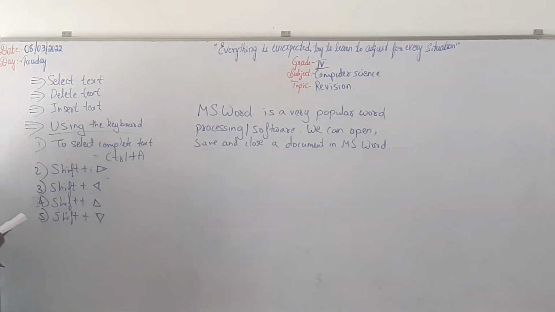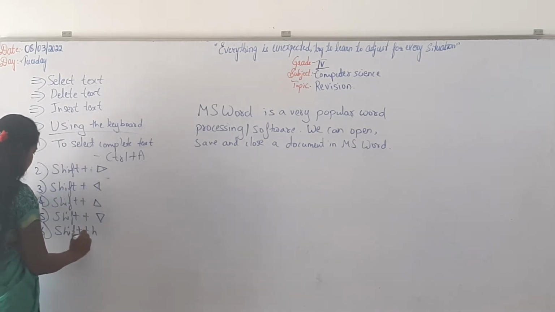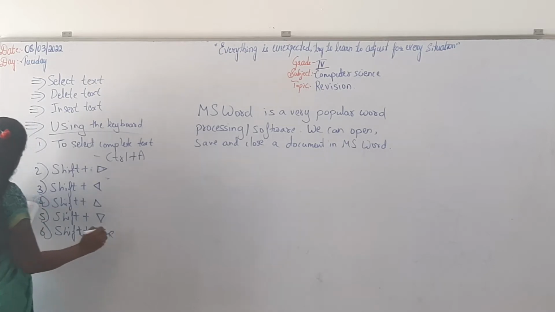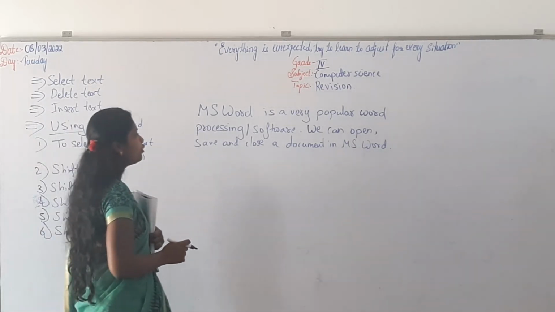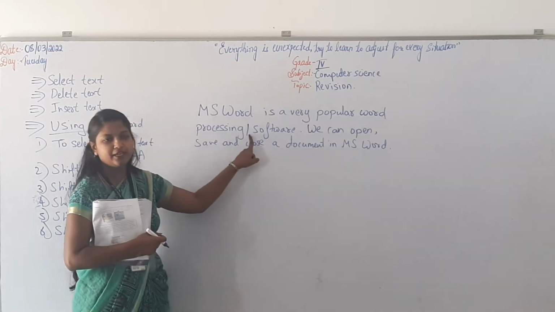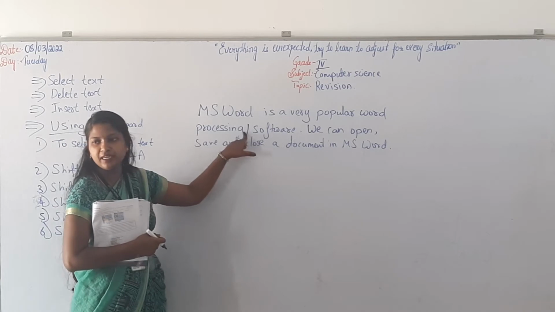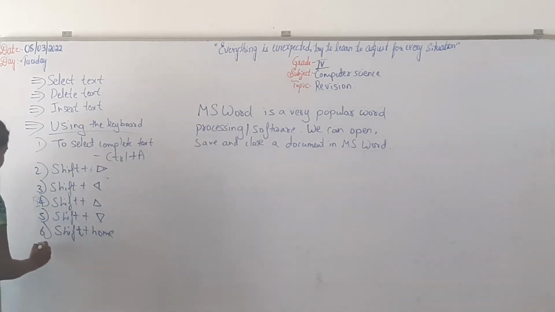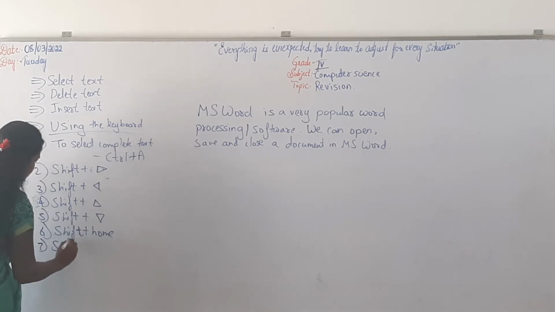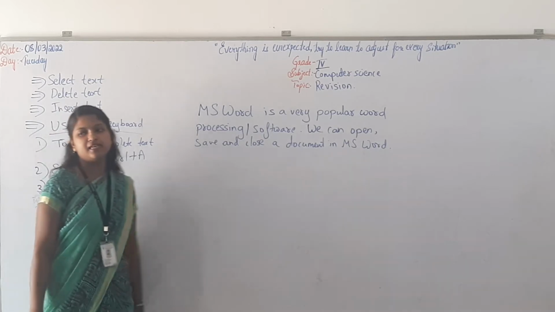Downwards. Okay, very good. Then shift plus home. It will go to the home. Shift plus home, what will it do? The cursor is here. From the starting letter till the cursor where it is beginning, till there it will be selected. Shift plus home. Next, you have shift plus end. Full ending. Yeah, full end. Complete paragraph will be selected.